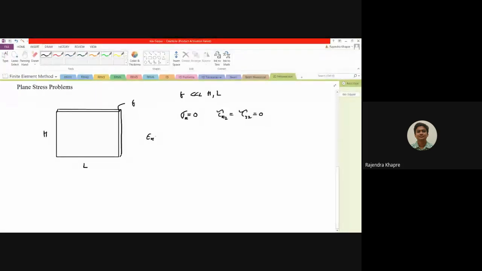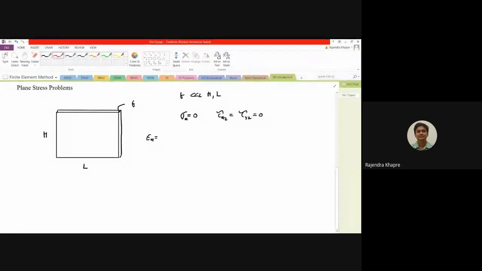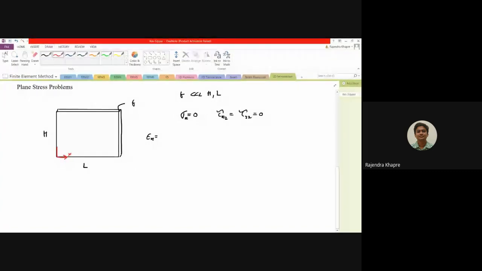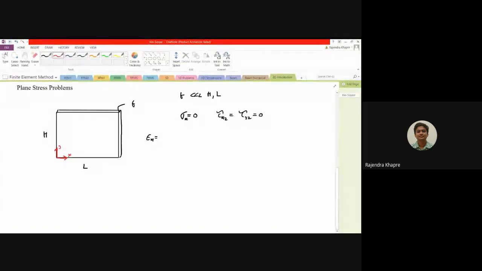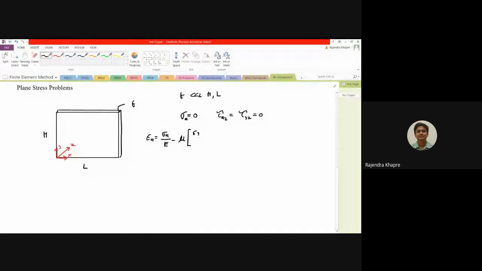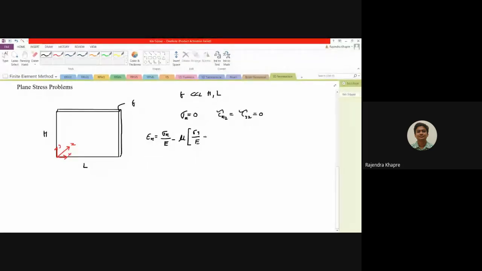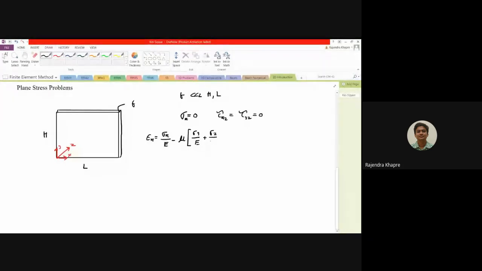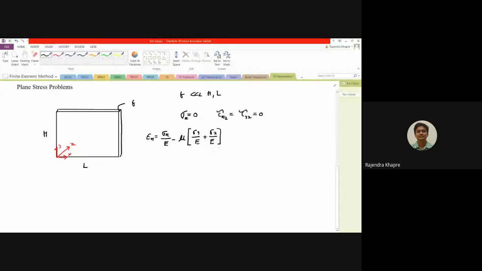So the epsilon x, that is the strain in the x direction. Let me draw the axes first. This will be your x axis, this will be your y axis, and the third direction will be your z axis. If this is the condition, then the epsilon x value can be calculated as sigma x divided by E, minus mu, where mu is your Poisson's ratio, times sigma y divided by E, where E is the modulus of elasticity of the material, plus sigma z upon E. I hope you remember this expression.